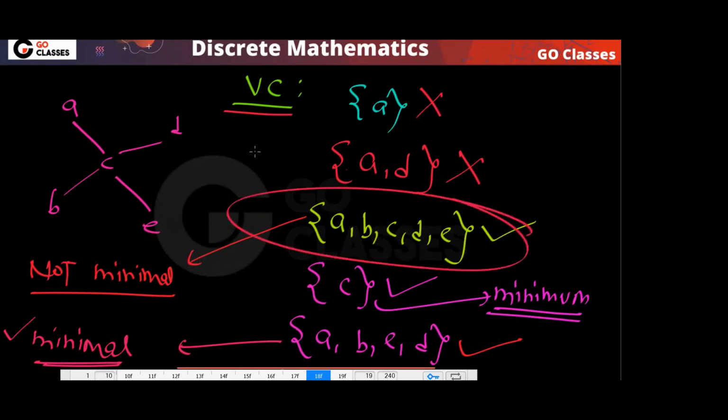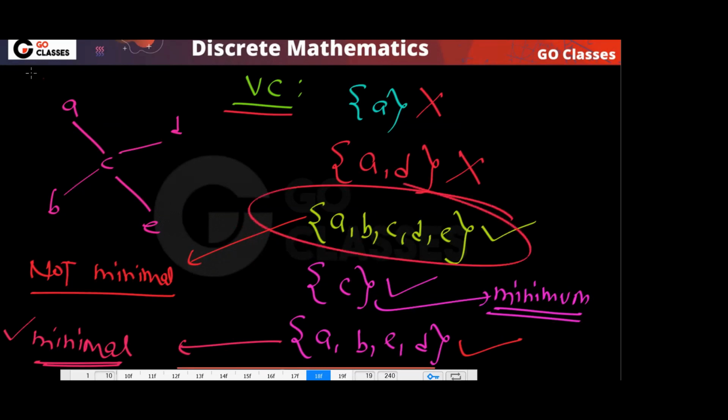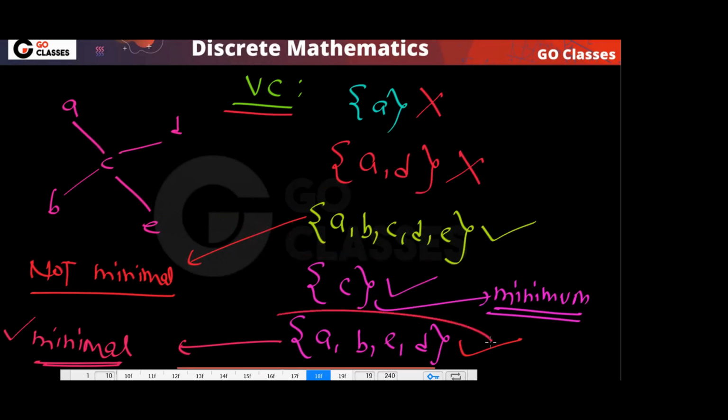So remember, this is also a vertex cover, because it will cover all the edges. You can notice this is not minimal because you can remove C. You don't need this security guard. And this one is minimal, also minimum. You cannot remove anything, and this is the minimum.